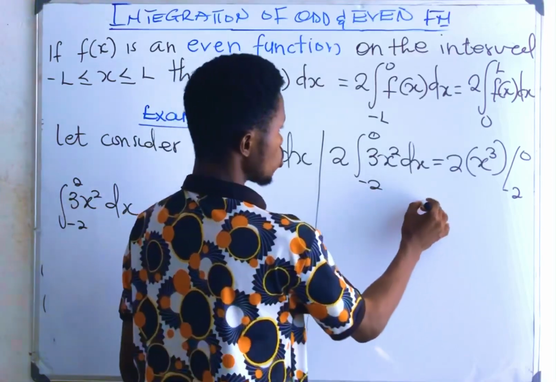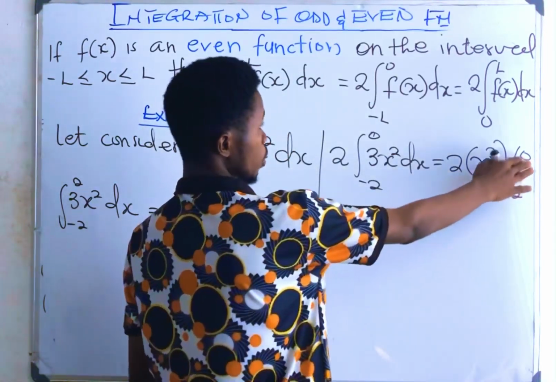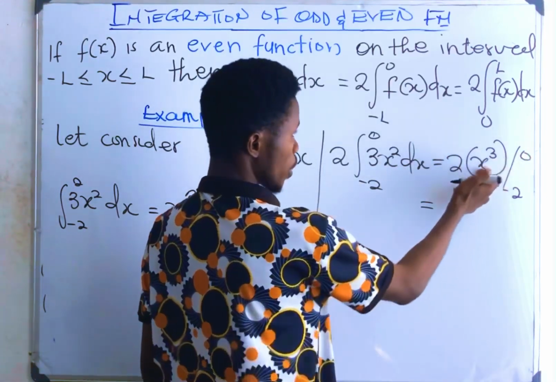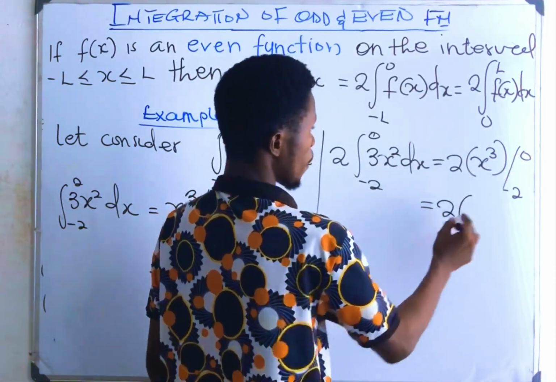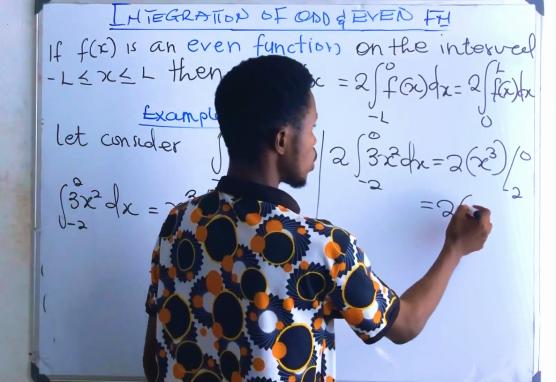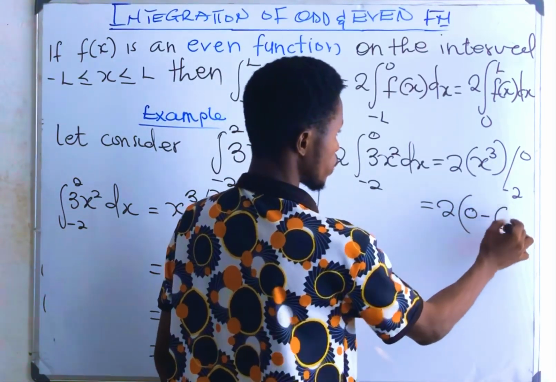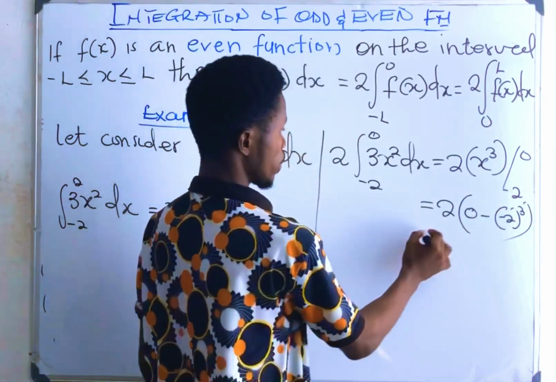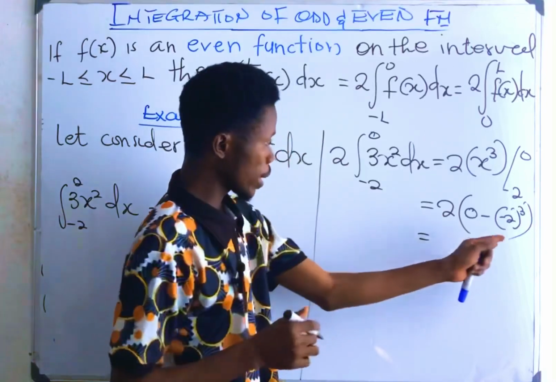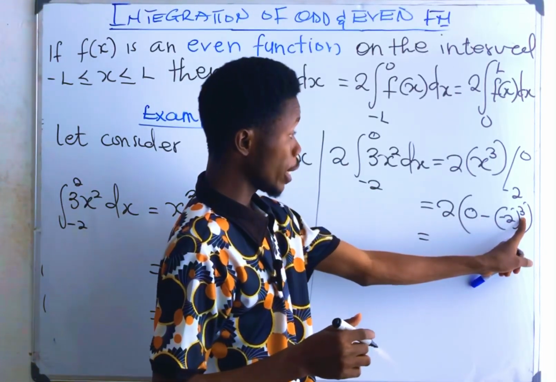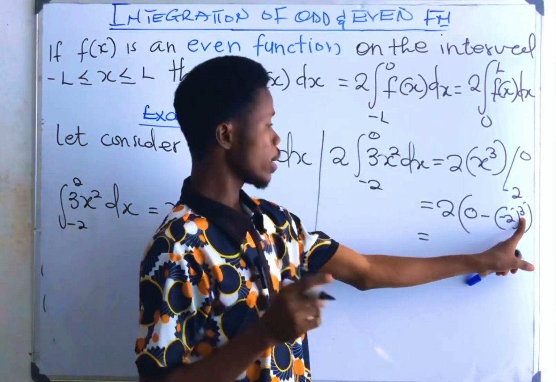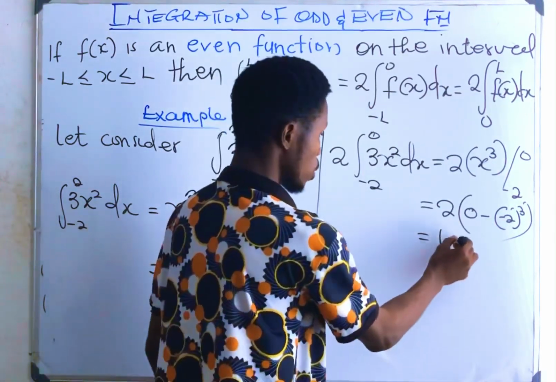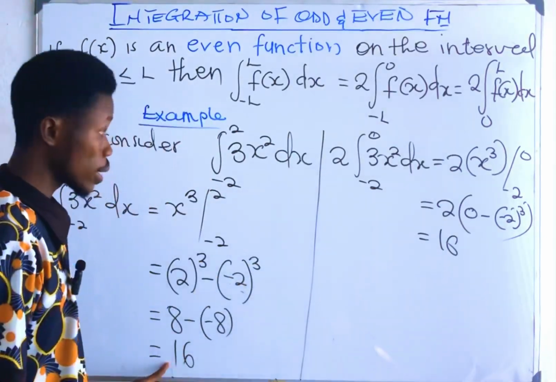Because the upper limit is 0, if I put 0 there, everything goes to 0. So I have 2 bracket open, dealing with the negative side: 0 minus negative 2 cubed. Negative 2 cubed is negative 8, and minus negative 8 is positive 8. 8 times 2 is 16, which is exactly the same as before.